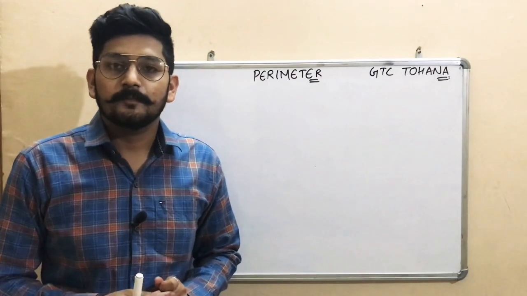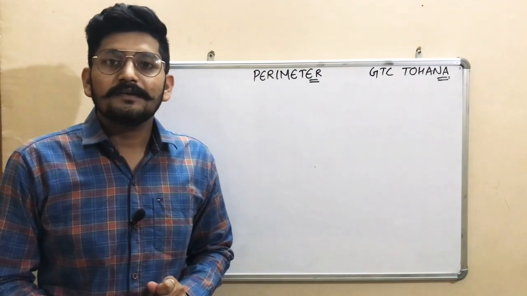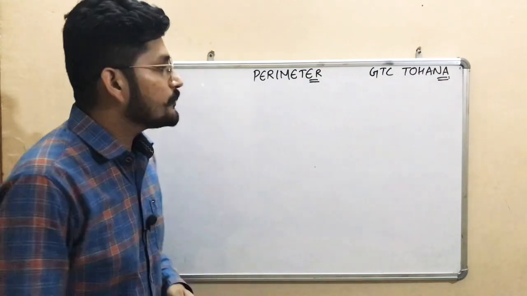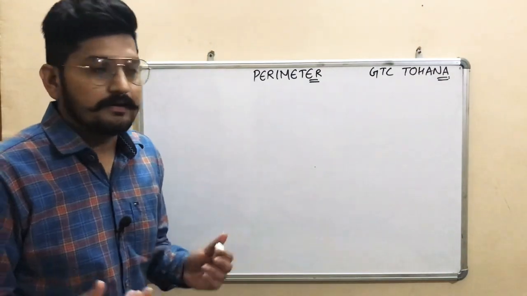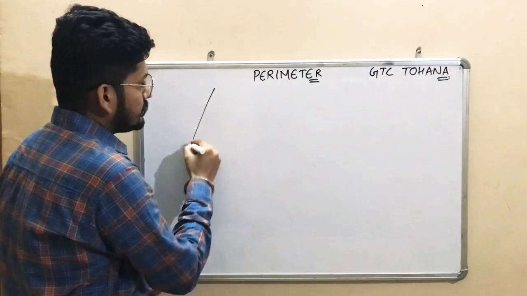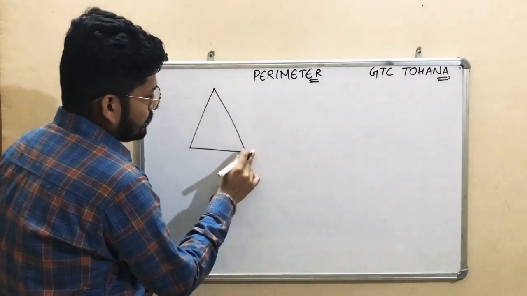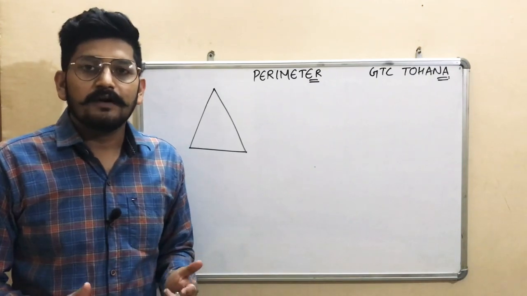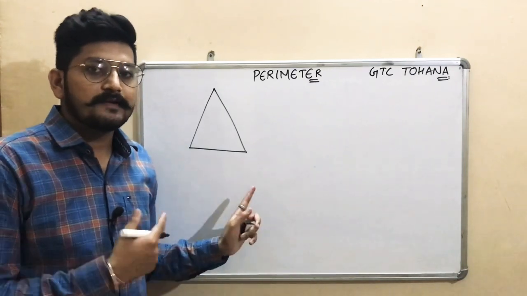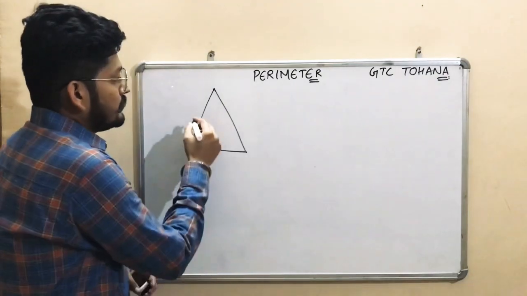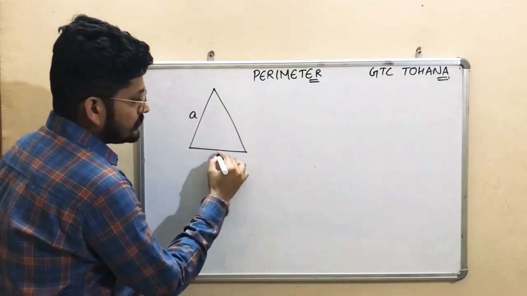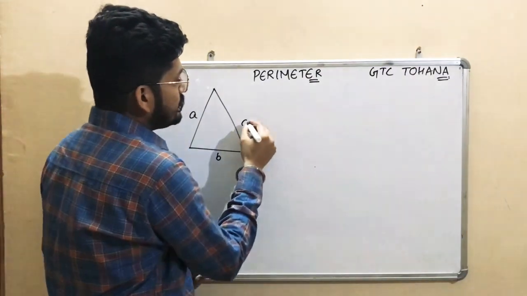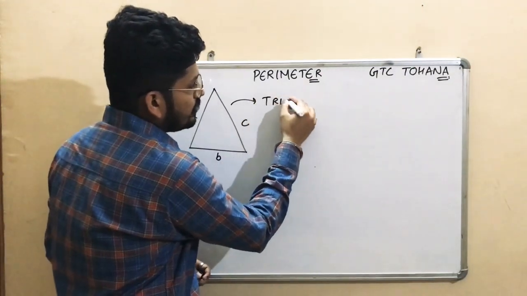What is perimeter? In basic terms, perimeter is the boundary of that figure. If we draw any figure, let us suppose we have a triangle. If you have to find the perimeter of this triangle, let us suppose this side is A, this side is B, this side is C.